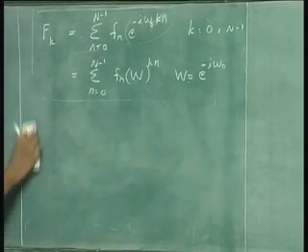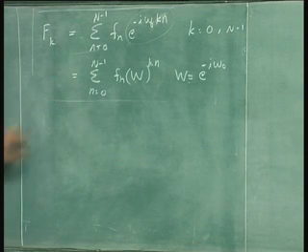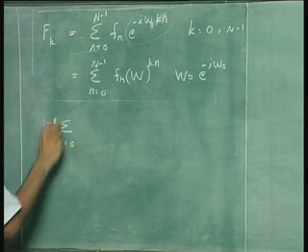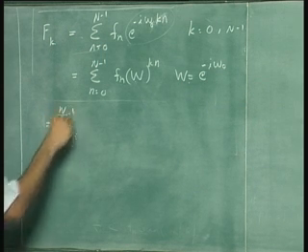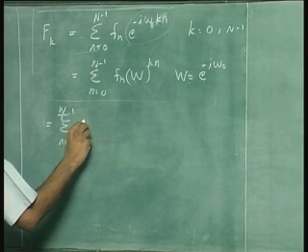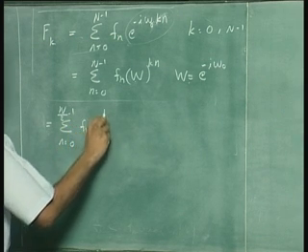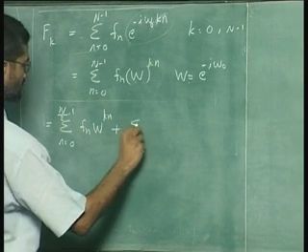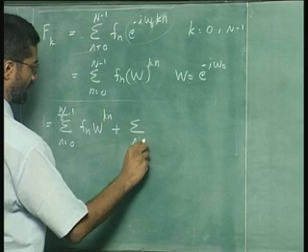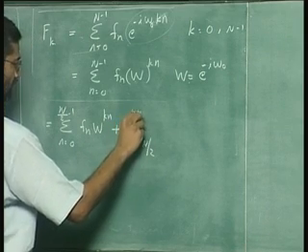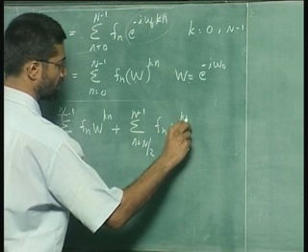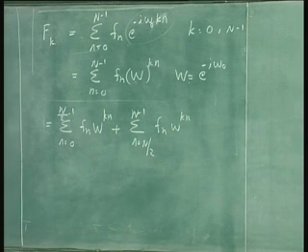So this interval n minus 1, this N in the N functions, we will now divide into N by 2 and N by 2, and write this sum now as sigma n going from 0 to N by 2 minus 1 of f(n) W^(kn), plus sigma n going from N by 2 to N minus 1 of f(n) W^(kn). Okay, so that's what we would write.